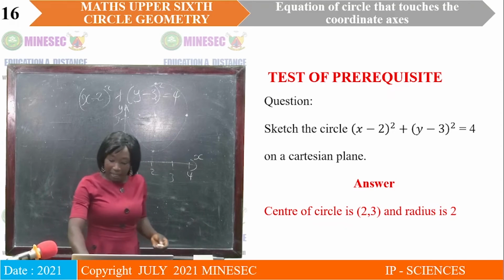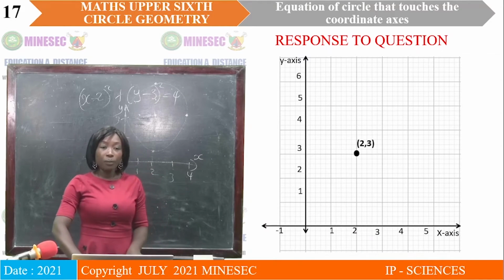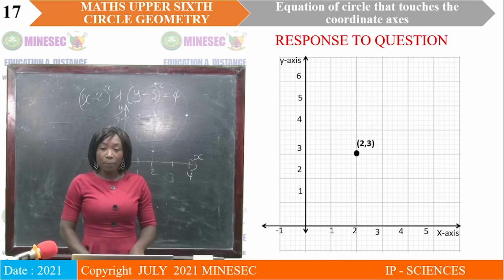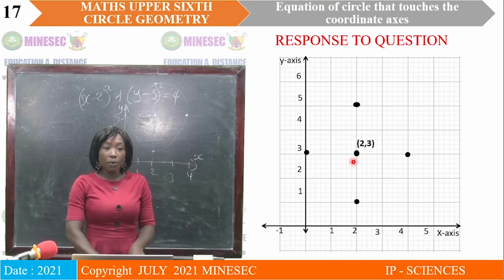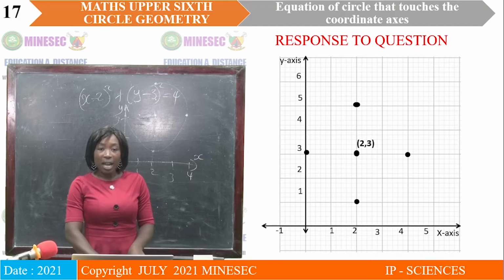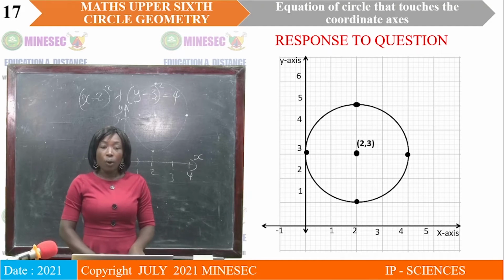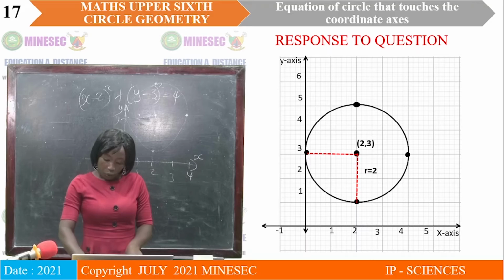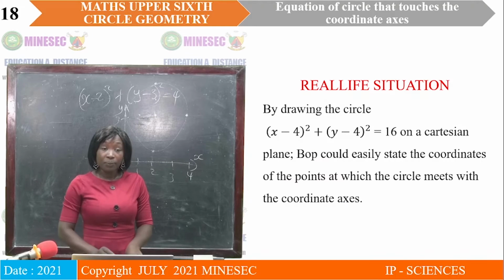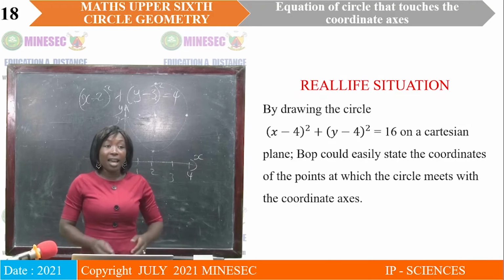So following that, we have the diagram. That is the center of the circle, (2, 3). Now if you follow that, you discover that from here you have 2 units, 2 units, 2 units, 2 units. Now if you link all those 4 points, we are going to get the circle, with the radius 2 units. So we have sketched that circle. Now we move on to look at the real life situation.